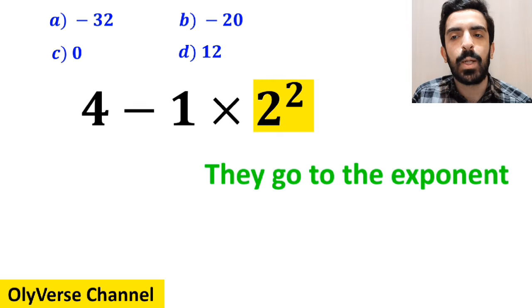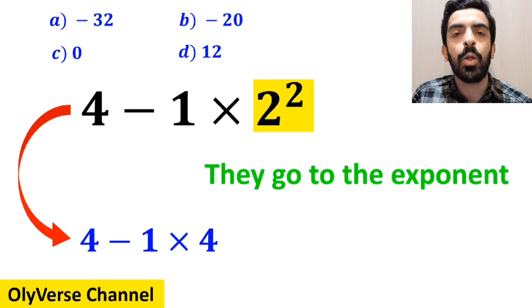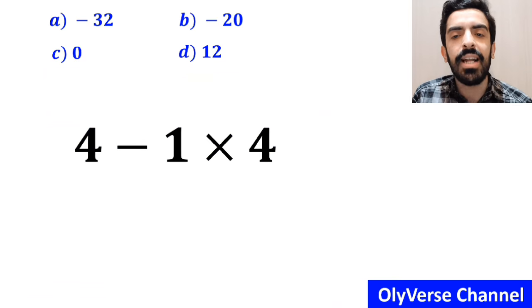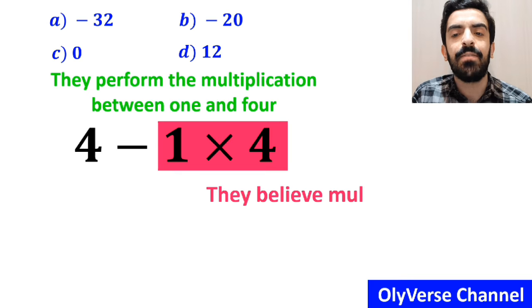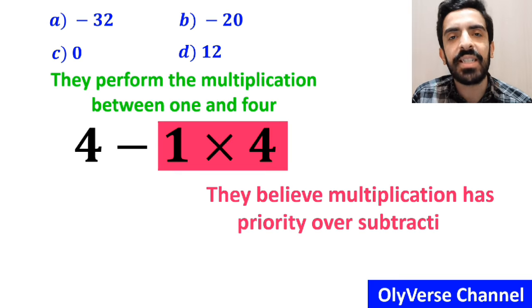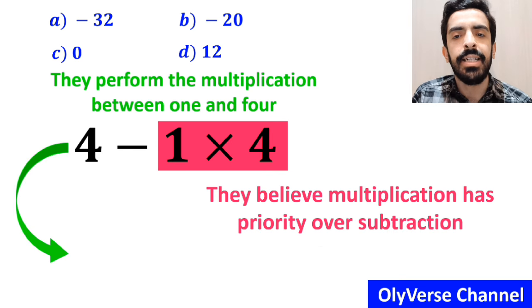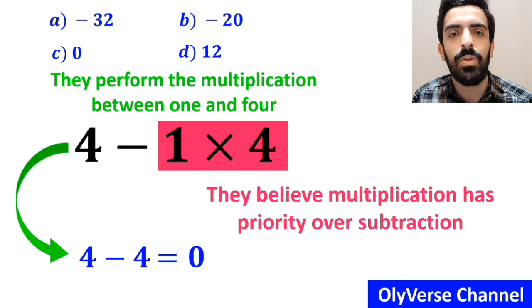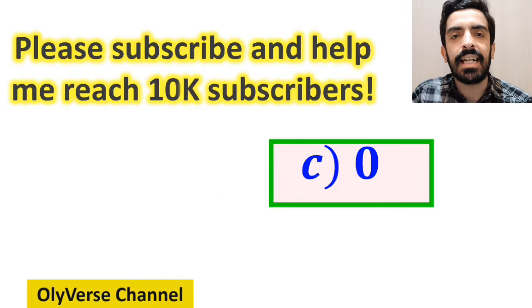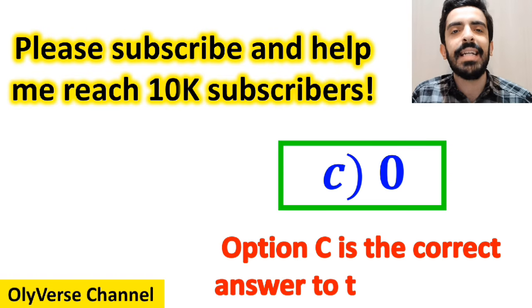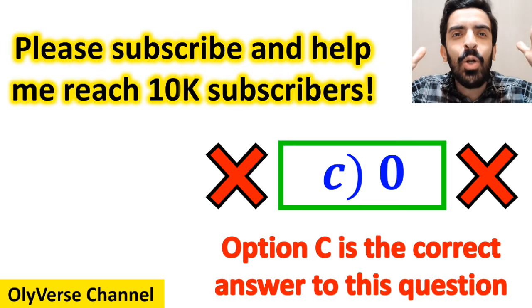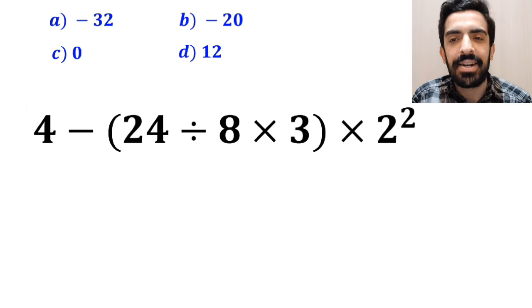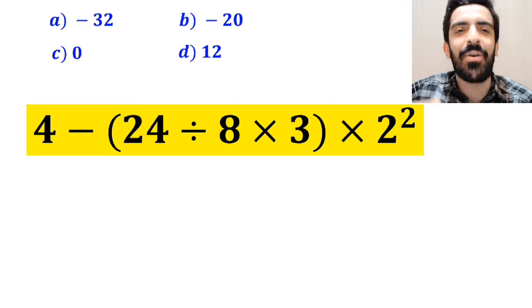Next, they go to the exponent and simplify to 4 minus 1 multiplied by 4. And the final step, they perform the multiplication between 1 and 4 because they believe multiplication has priority over subtraction. So, they rewrite this expression as 4 minus 4, which eventually gives them the answer 0. Then, they quickly say that option C is the correct answer to this question. However, this answer is absolutely wrong. Alright, now let me show you how to solve this expression correctly.